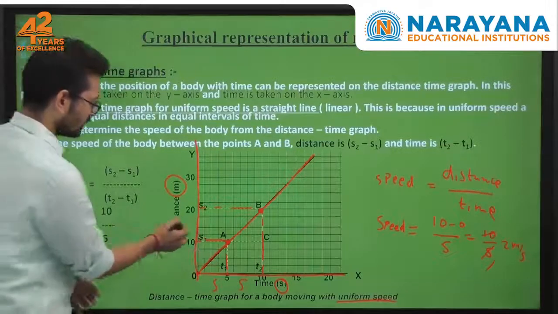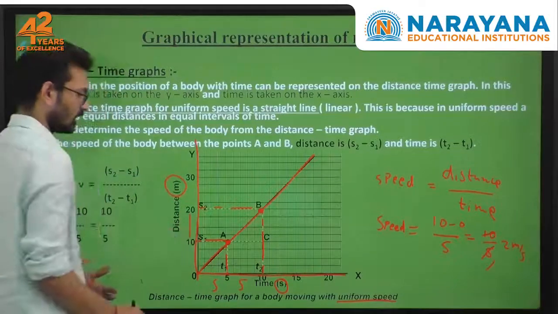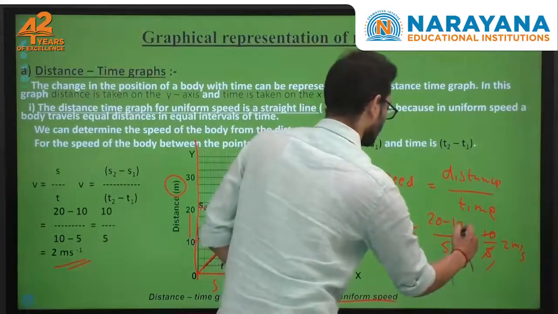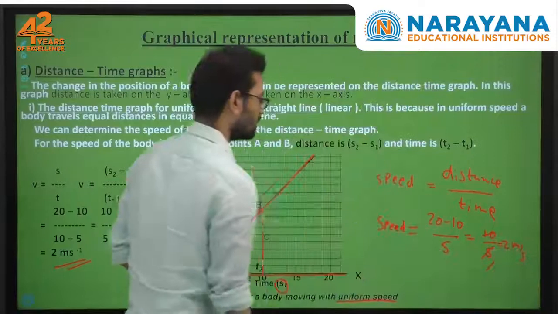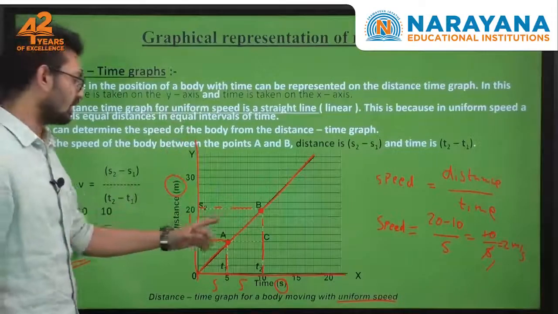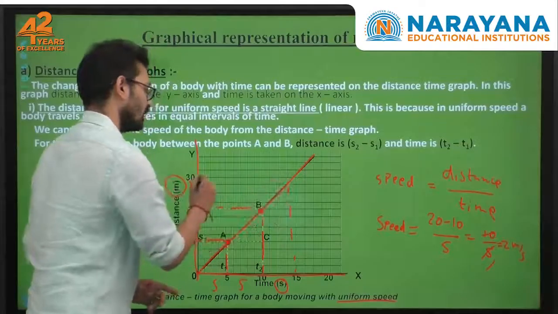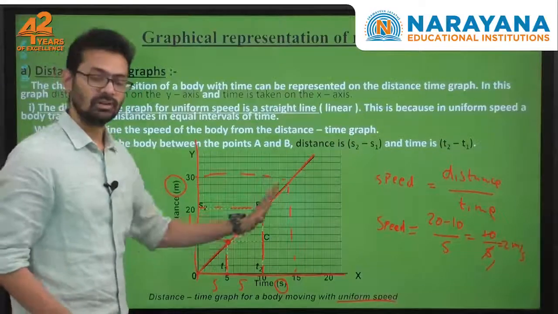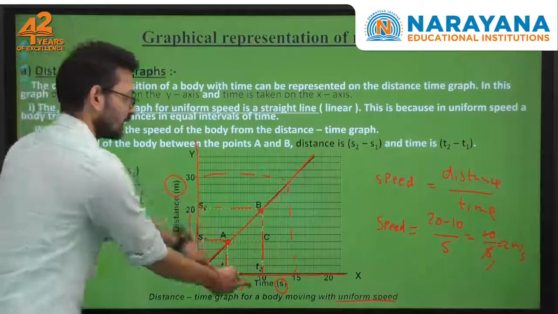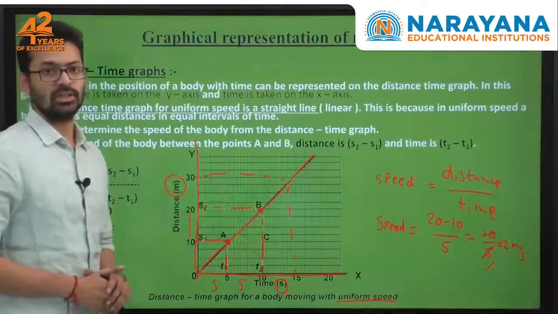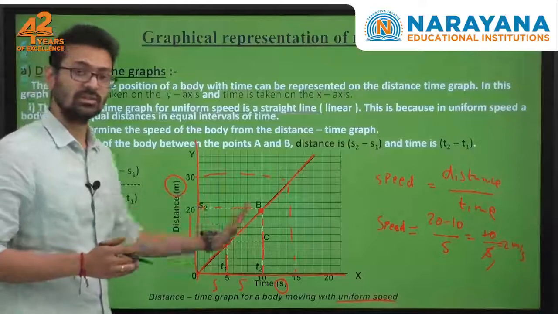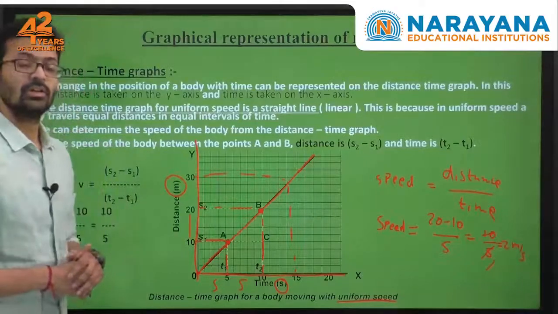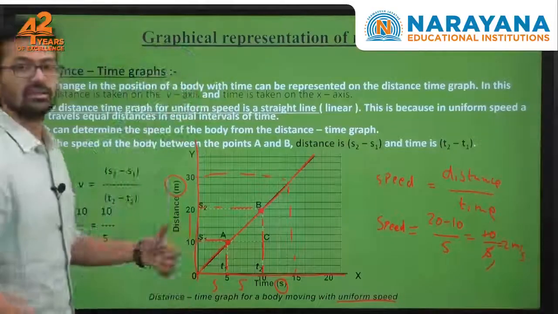For the next 5 to 10 seconds also, the time gap is 5, so 20 minus 10 by 5, which is 10 by 5, again 2 meter per second. So for whatever 5-second interval you calculate, every time you get the same, and the graph is linear. There will be a constant slope. Whenever the distance-time graph shows constant growth without bending, not a curve but a straight line, then that body is said to be in uniform speed, and this is the graph of it.